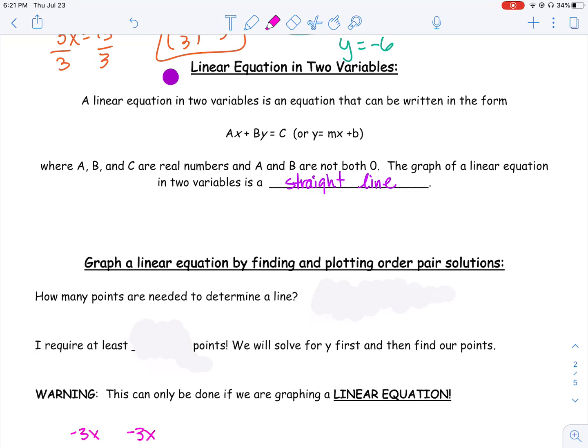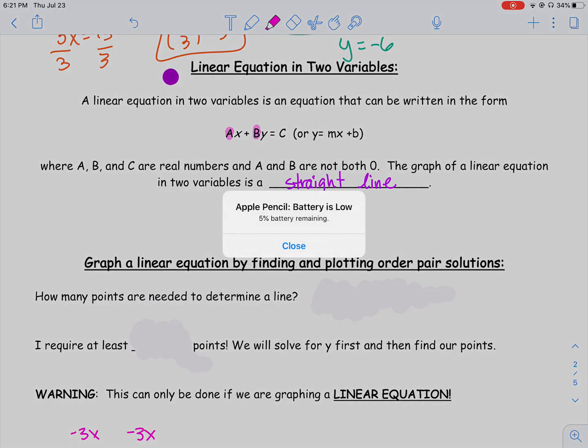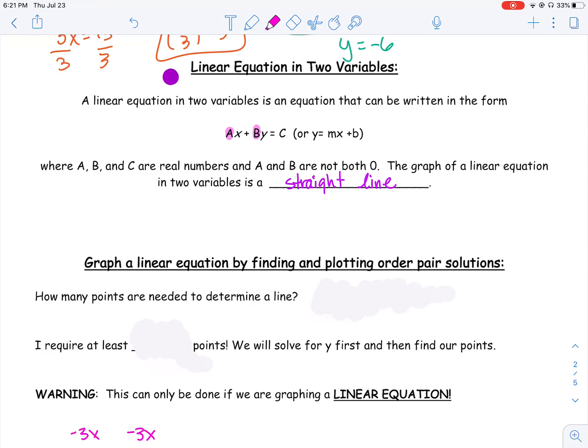Well, a linear equation in two variables is an equation that can be written in the form ax plus by equals c. As long as a is not 0 and b is not 0, then this equation is a linear equation. What it's always going to end up looking like when you graph it is a straight line. Now, some of you might have heard of this before, y equals mx plus b. It still has a y and an x, it's just written in a different form. So two different ways of writing a linear equation, a straight line.